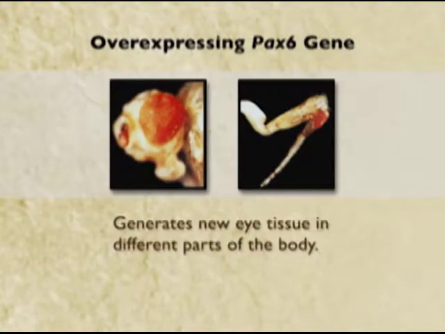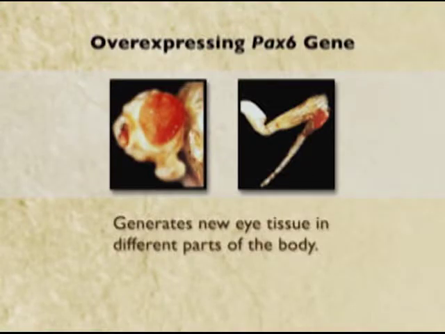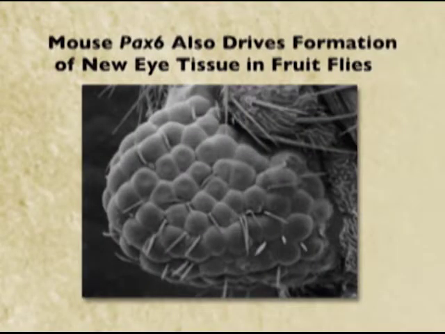Even more remarkably, if you overexpress this key developmental regulator of eye formation, you can generate new eye tissue in completely different body parts. So this is an experiment that was done by Walter Gehring's lab, taking this PAX6 gene and engineering it to be expressed during leg development in a developing fruit fly. You can see when you overexpress the eye regulator gene, you induce on the leg of the fruit fly a tiny little patch of red compound eye tissue. If you do a scanning electron micrograph, that structure has exactly the kind of independent repeated eye unit that you would find in the normal fly eye.